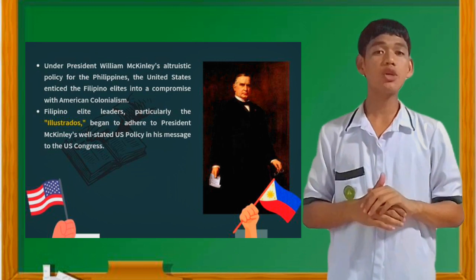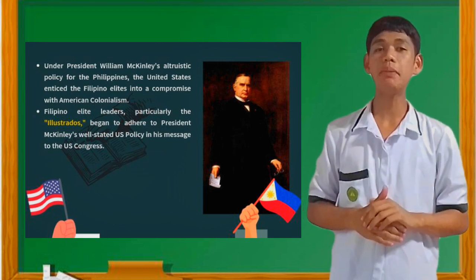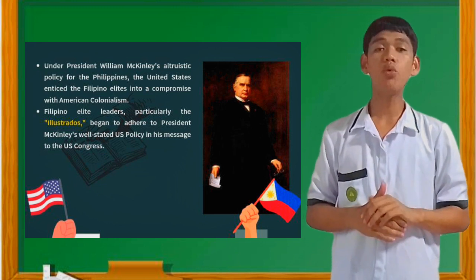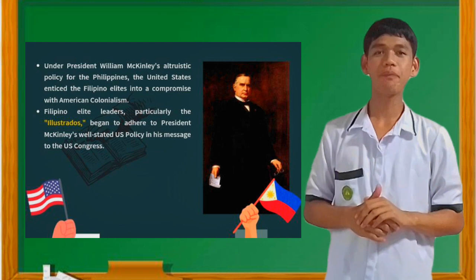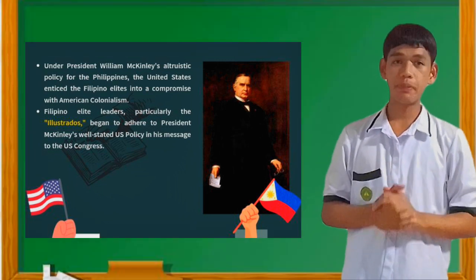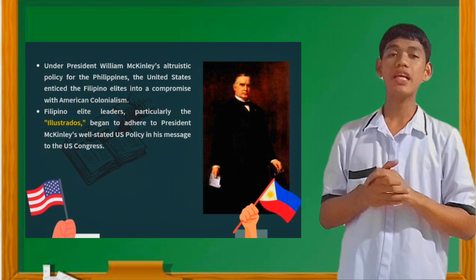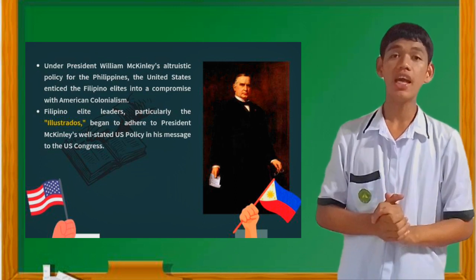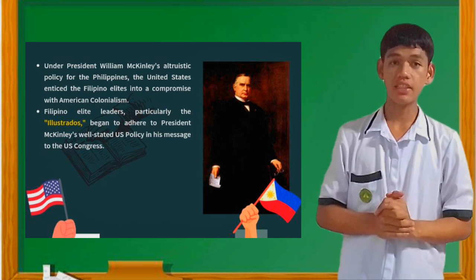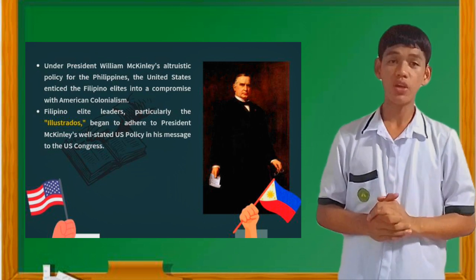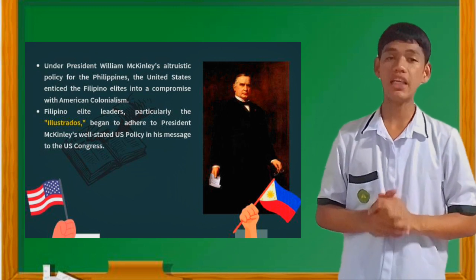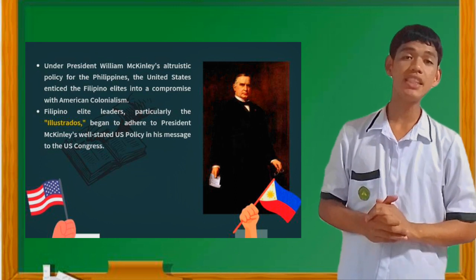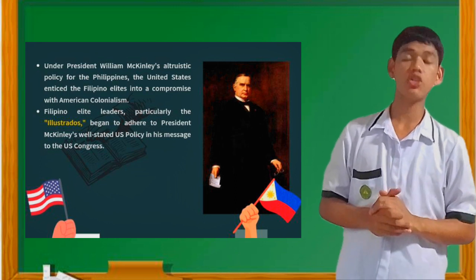Sa ilalim ng altruistic policy ni William McKinley sa Pilipinas, hinikayat niya ang mga Pilipino na makisalamuha sa kolonyalismong Amerikano. Filipino elite leaders, particularly the Ilustrados, began to adhere to President McKinley's well-stated U.S. policy and his message to the U.S. Congress. So ilan sa mga pinunong Pilipino, especially ang mga Ilustrados, ay simulang sumunod sa mahusay na pagsambit ng mga policy ni William McKinley sa US Congress.